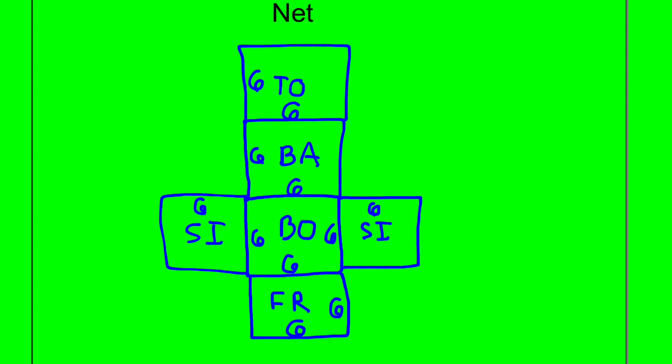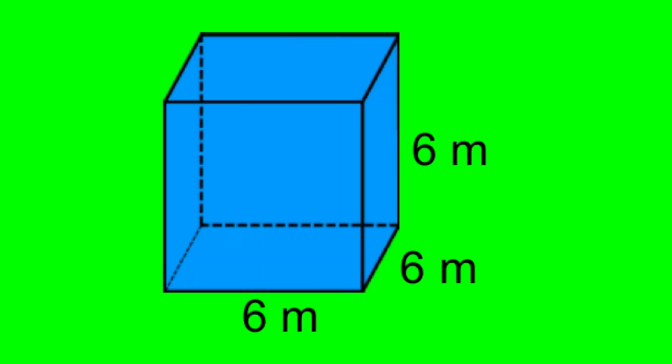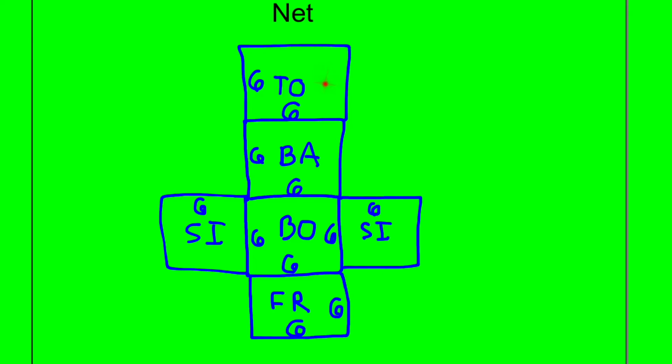The net is the two-dimensional shapes that make this cube. Now, we learned earlier in the year, there's actually 11 different ways to draw this. So there's numerous different ways to draw this. The main thing that you have to understand is that this cube right here is formed by 6 squares that have a length and a width of 6 meters in this case. And of course, a square has all sides the same. So that's the net of this three-dimensional object.